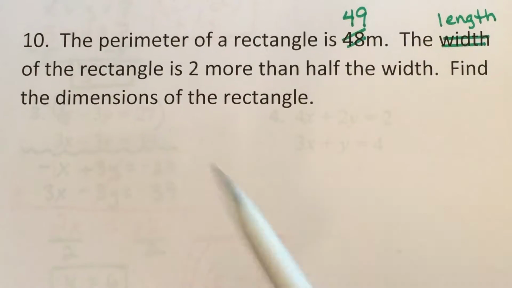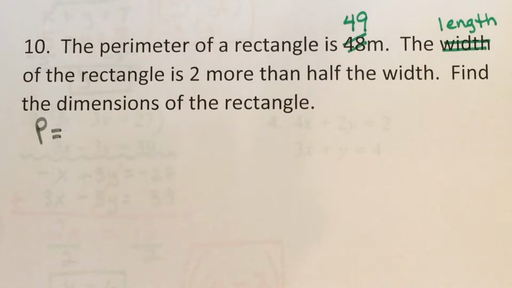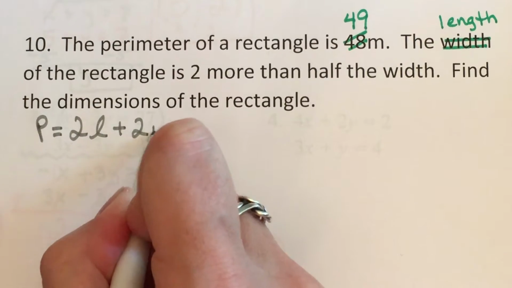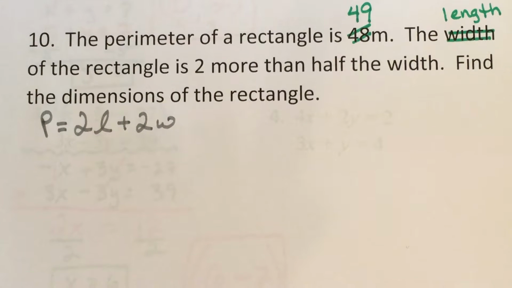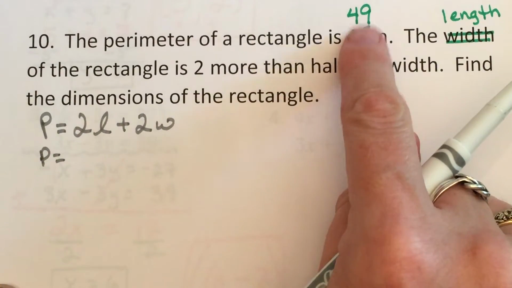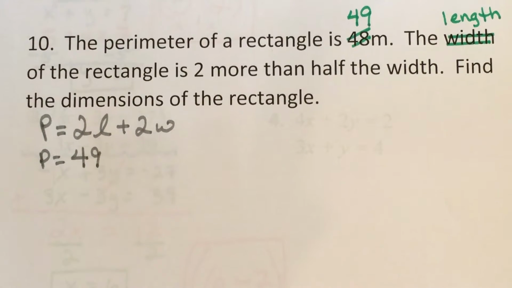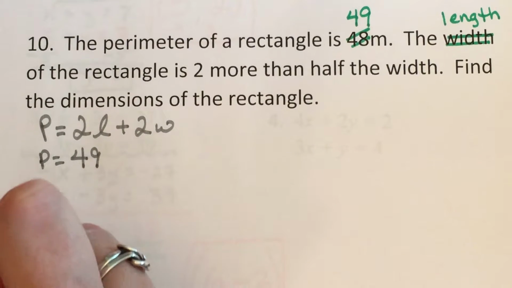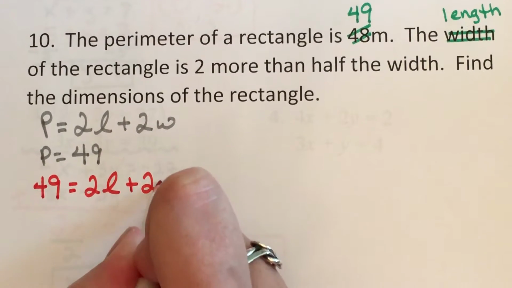Okay. So perimeter of a rectangle, we remember that a perimeter is 2 times the length plus 2 times the width. That's what we've been working with for years. And for this particular setting, we know that the perimeter is 49. So let's rewrite this equation to be a little bit more user-friendly. So I've got 49 equals 2 times the length plus 2 times the width.